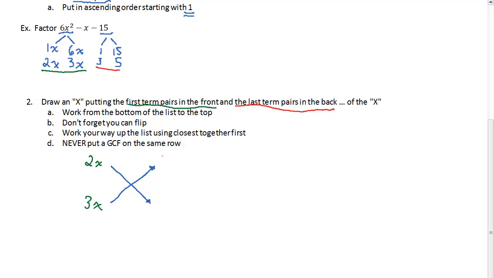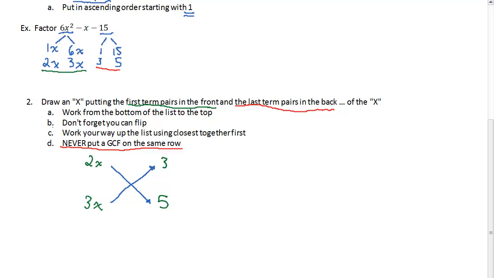And so I would never want to put a GCF on the same row. So I don't want to put the 3 down here and the 5 up here, because then I've got a GCF of 3 on this row. And that makes me sad, right? So I'm going to undo that. All right? And I'm going to put the 3 up here where it's not a GCF, and I'm going to put the 5 down here. Okay? All right, and so now I'm going to get ready for the second step.